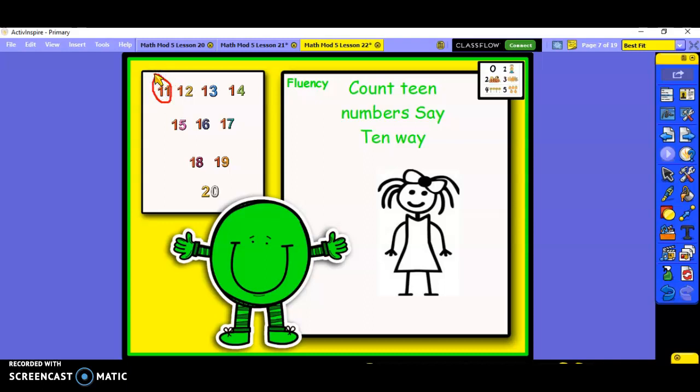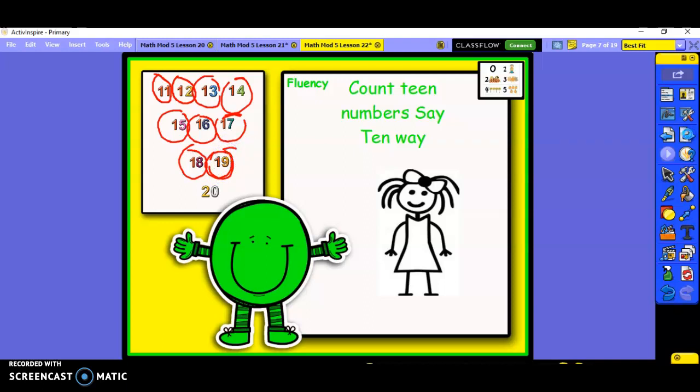10, 1, 11. 10, 2, 12. 10, 3, 13. 10, 4, 14. 10, 5, 15. 10, 6, 16. 10, 7, 17. 10, 8, 18. You got it. 10, 9, 19. And then we have 2 10s, 20.